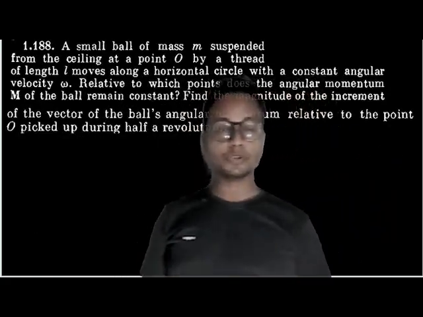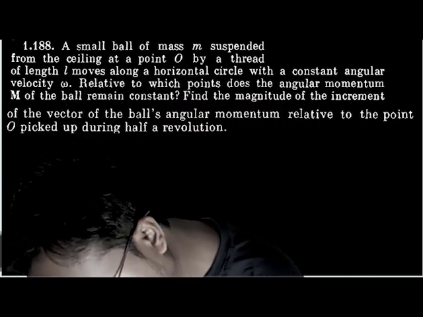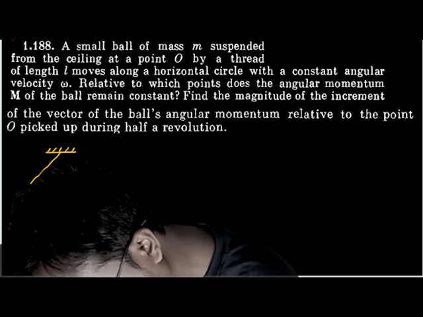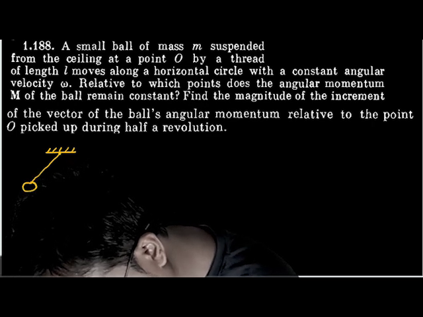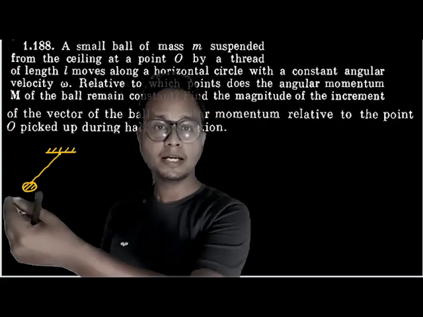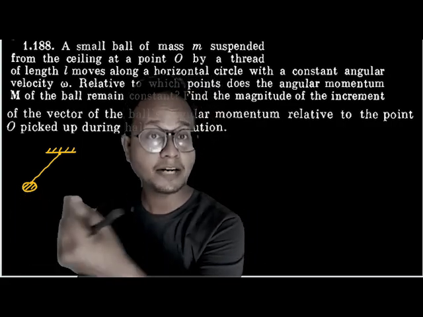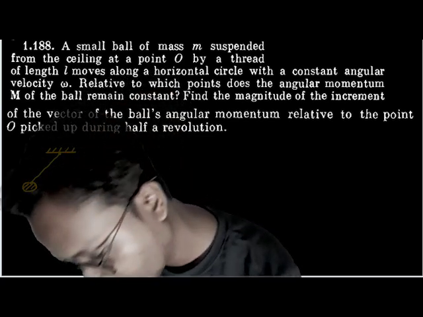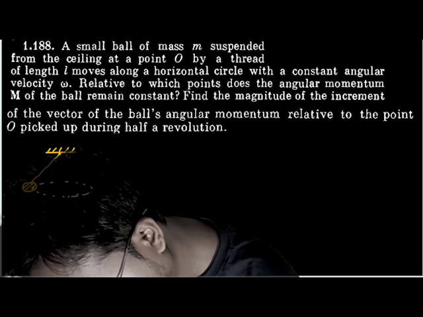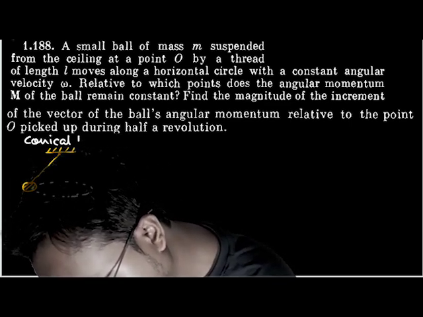Now this question is about the conical pendulum. Before analyzing it, let's understand what happens in a conical pendulum. There is a string attached to a mass, and instead of moving back and forth, this mass rotates in a circle. This is the orbit of the pendulum, and this type of setup is called a conical pendulum.